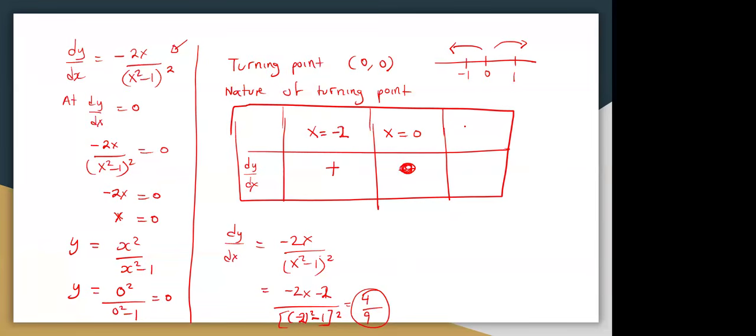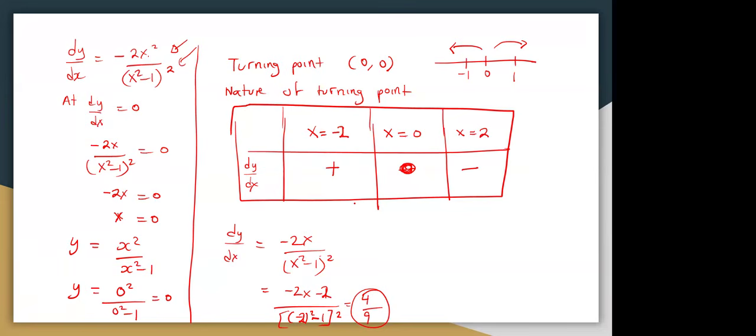What about a value above? Now, for such a case, you can't use 1 because 1 will make the function undefined. So use a value above 1. Let me say I've used x is equal to 2. When you use x is equal to 2 and you feed it here, where there is x, you put 2, you get your answer as a negative.